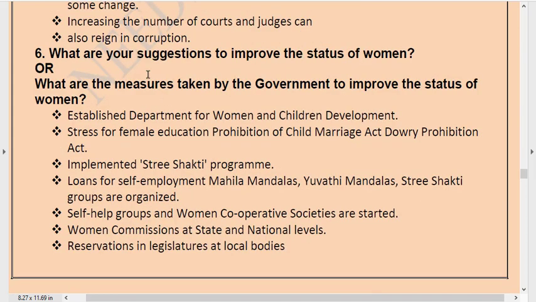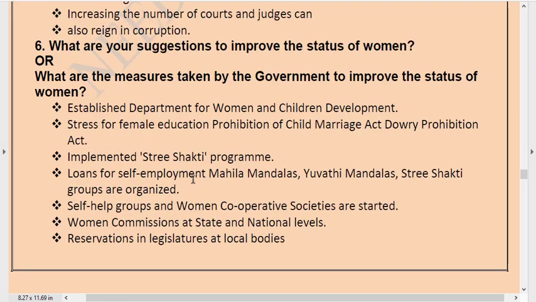What are your suggestions to improve the status of women? Or what are the measures taken by the government to improve the status of women? Established the Department of Women and Children Development, stress on female education, Prohibition of Child Marriage Act, Dowry Prohibition Act, implemented the Stree Shakti program, loans for self-employment, Mahila Mandalas, Yuvati Mandalas, and Stree Shakti groups were also organized.